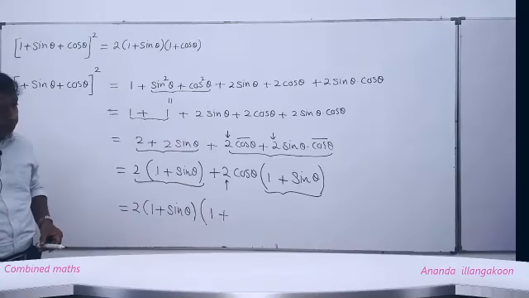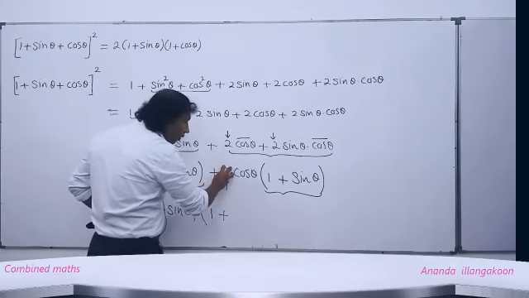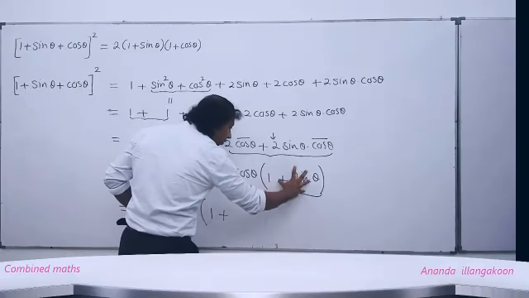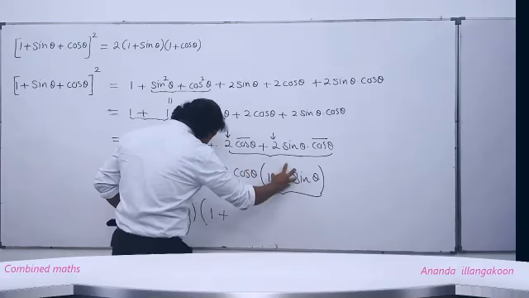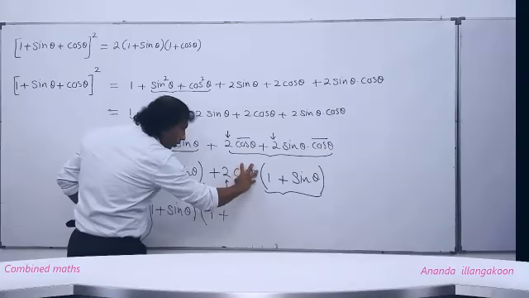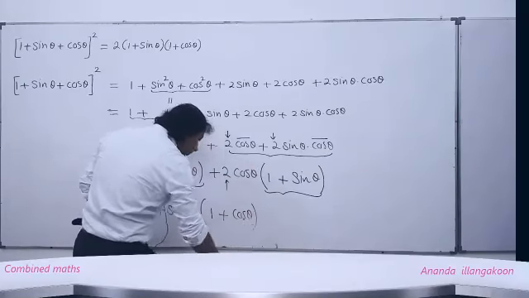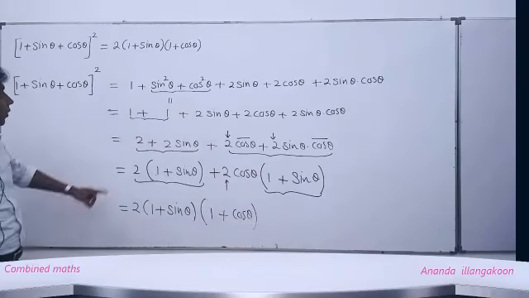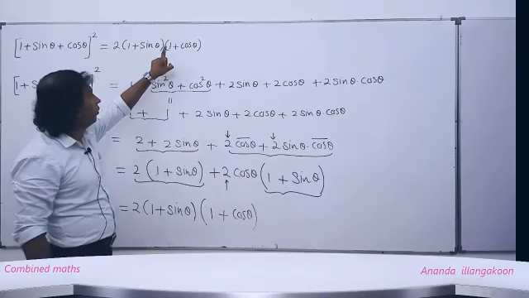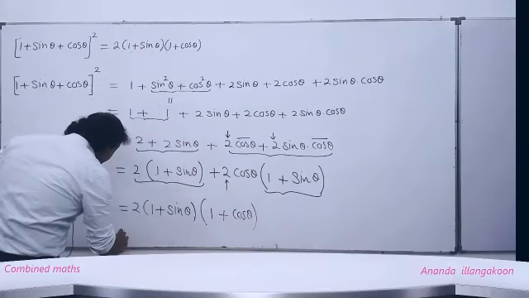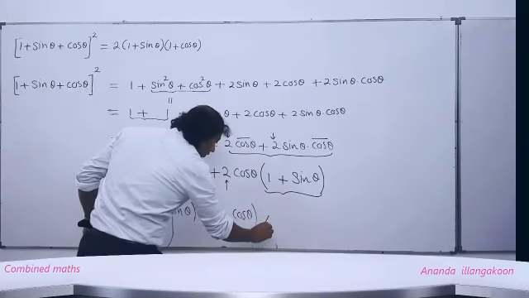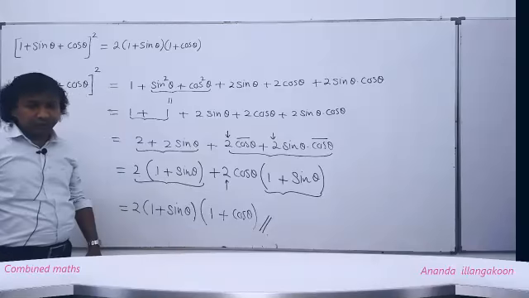Now 2 and 1 plus sine theta, when you take out this and this together, we have taken out. Then we have only this cos theta. See whether we get this answer. Correct, no? 2, 1 plus sine theta into 1 plus cos theta. This is the RHS. The answer is correct. Understood? Right.